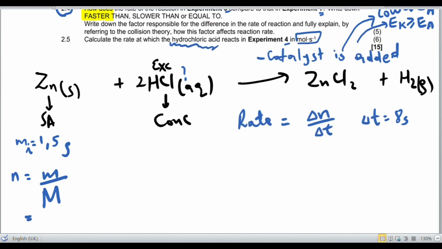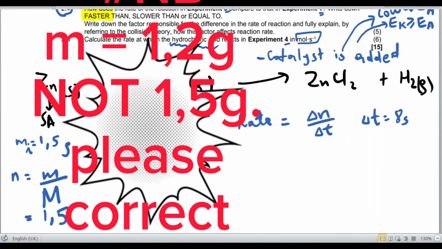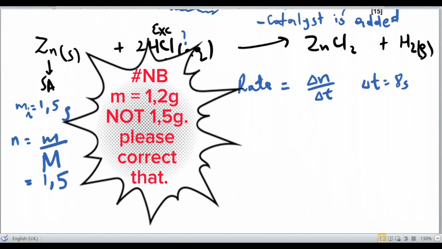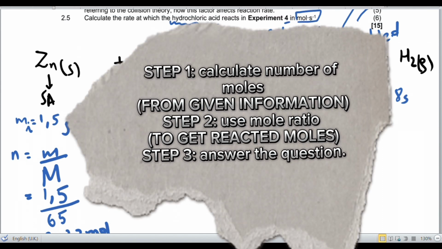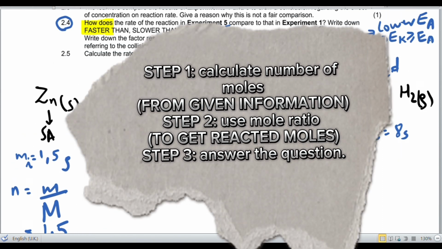Let's go to the periodic table. The molar mass of the zinc is, where is the zinc? 65. So sithi ke ngoku 1,5 kwi-capacity. Let's go back to equation. Remember, siqale sibale i-number of moles, then siyophendula equation.